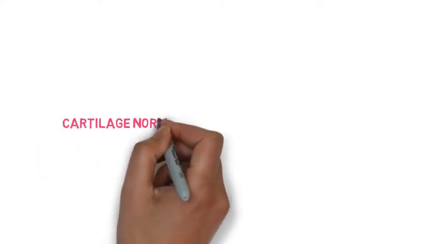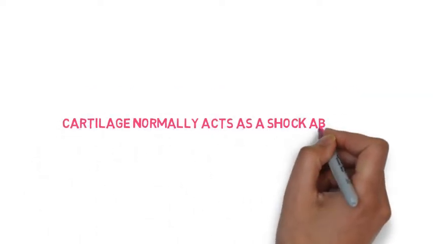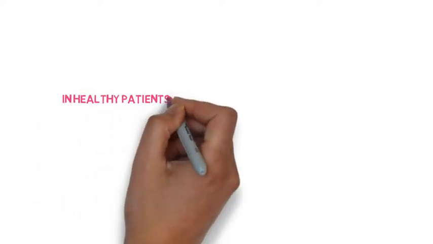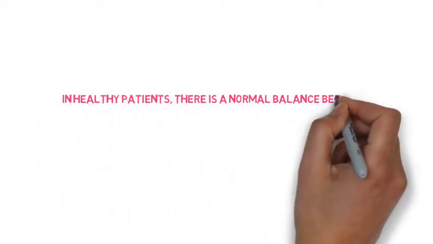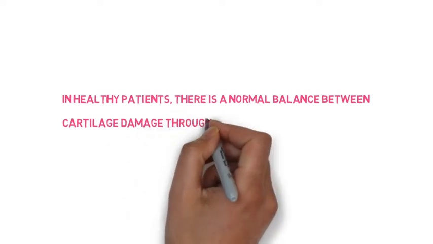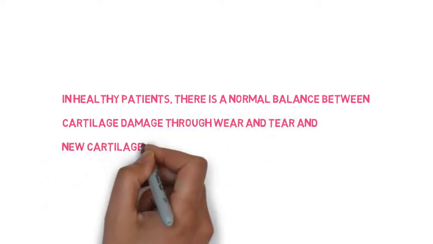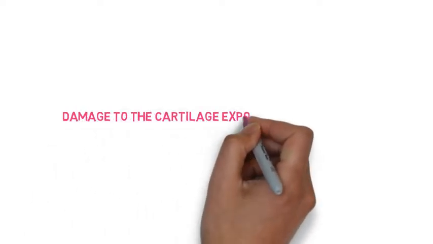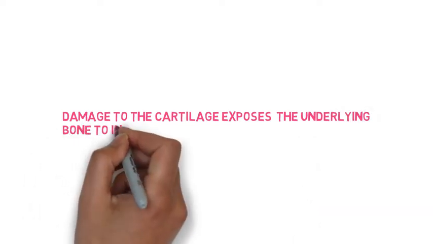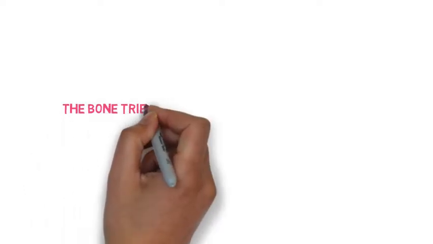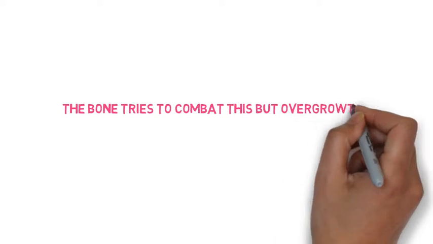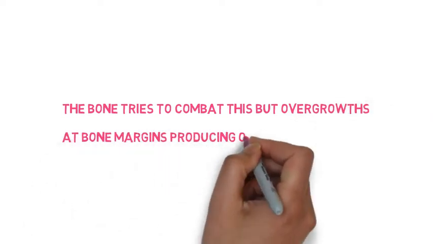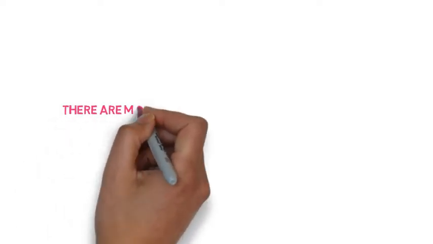Cartilage normally acts as a shock absorber, and in healthy patients there is a normal balance between cartilage damage through wear and tear and new cartilage being produced by chondrocytes. Damage to the cartilage exposes the underlying bone to increased stress. This bone tries to combat this but overgrows at the bone margins, producing osteophytes.